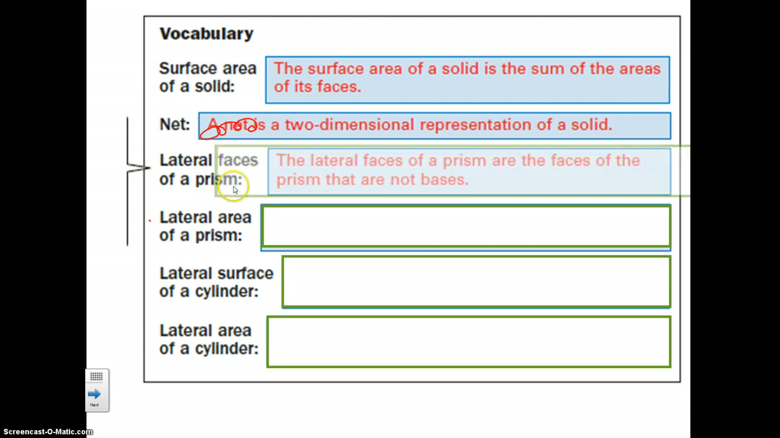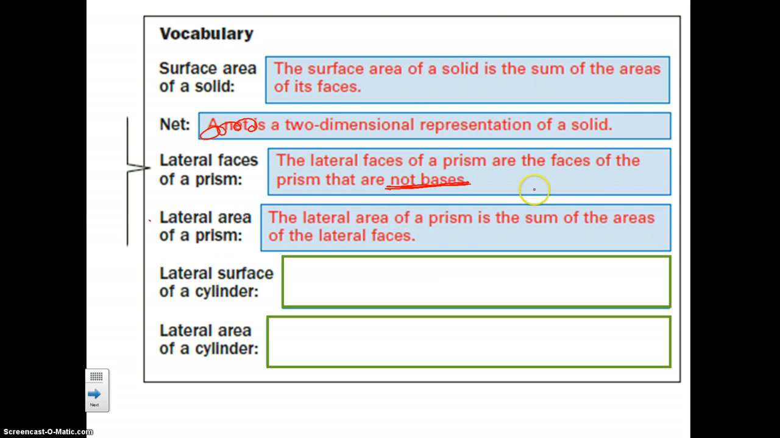Lateral faces of a prism are the faces of the prism that are not bases. So they're not the bases. So I can find the lateral area of a prism by adding up, or finding the sum of, the areas of the lateral faces.